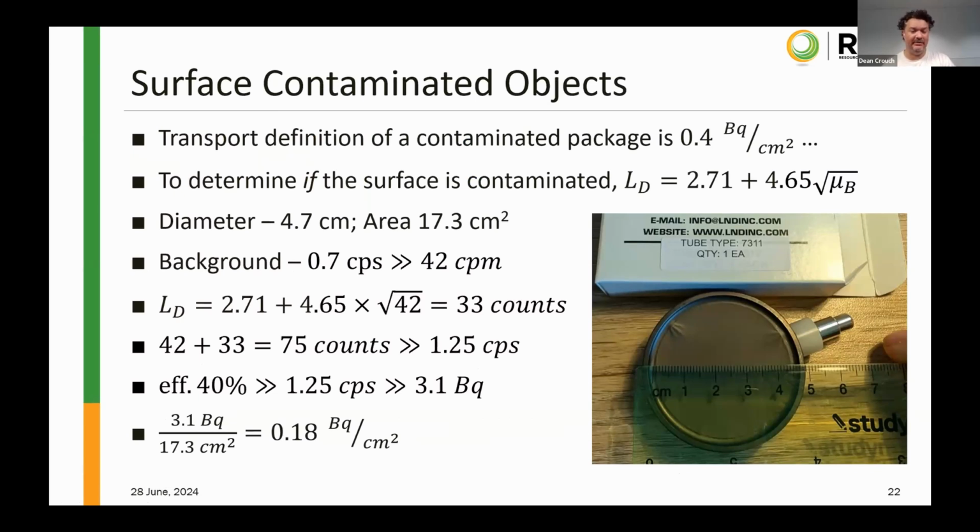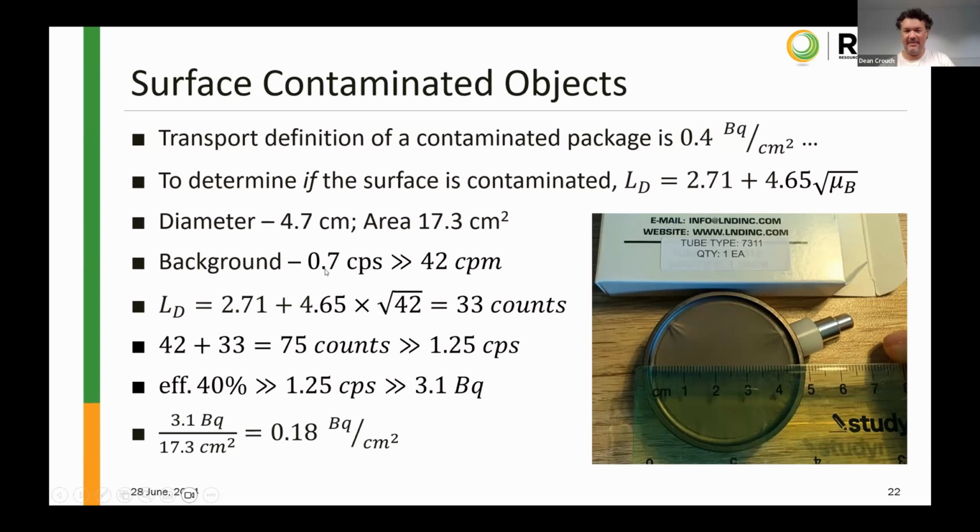We have to call it contaminated, and we've got to pressure clean it and do all sorts of stuff. So we can use our formula. We know what the diameter of the detector is. This is one of the 7311 out of a Ludlum pancake detector. We know what the area of this is.